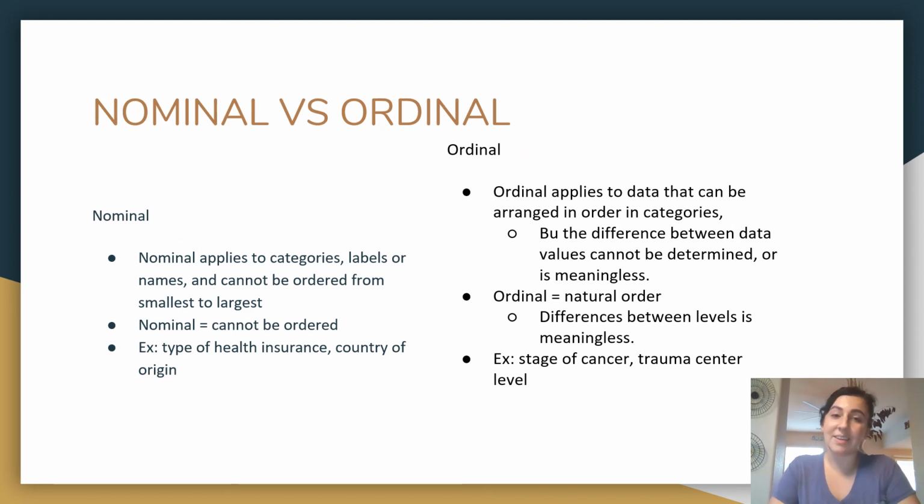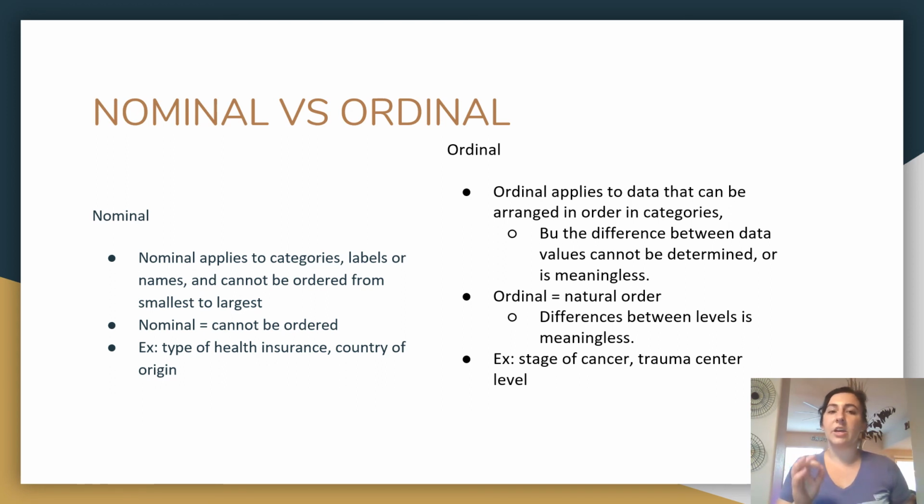Okay, so now we're going to dig into the qualitative type of variables. These ones are going to be nominal or ordinal. Nominal ones apply to categories, labels, or names that cannot be ordered. They can't be put in any kind of natural order, from small to big, or less than to greater than, or less severe to more severe. You get the idea. So you can't really order them. There's no order there.